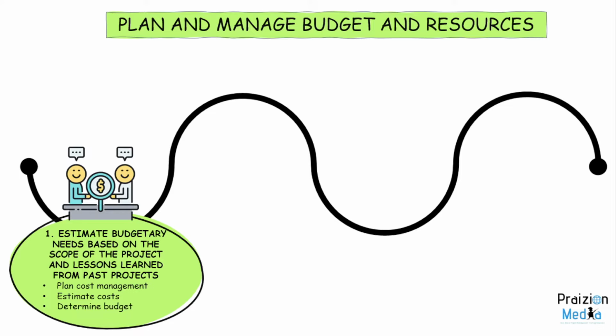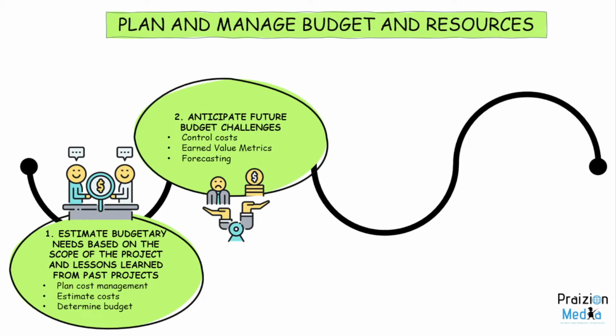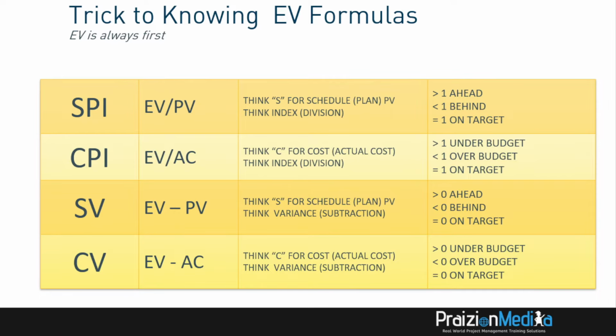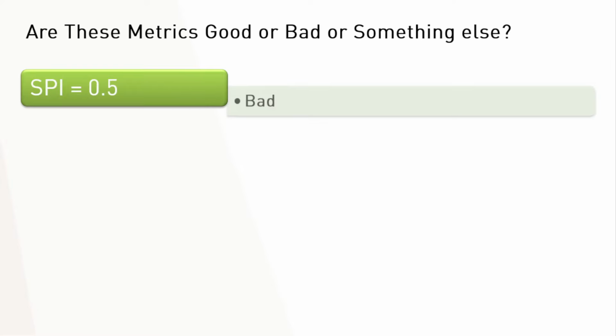Now, based on historical information, we can extrapolate a lot of variables to find estimates using analogous, parametric, bottom-up, or three-point. After that, we talk about determining the budget. We should also be anticipating future budget challenges, and this refers to control cost and earned value metrics and forecasting. In the world of earned value for your exam, it's very important that you focus on CPI, SPI, CV, and SV. Know exactly what these are and be able to understand from a lineup of numbers like this.